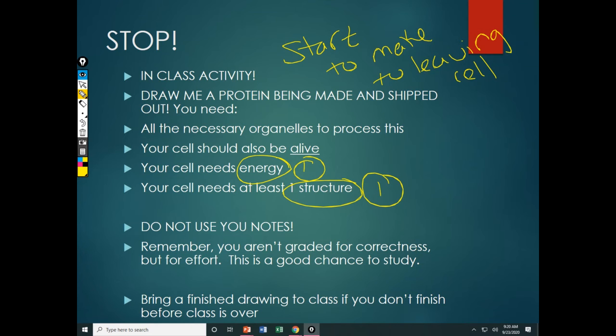Don't use your notes for this. Try it first without. Remember we're using these as study tools, so now you're practicing your own memory recall. Let's take 5 or so minutes to give this a shot. In the meantime, I can open the Dropbox.